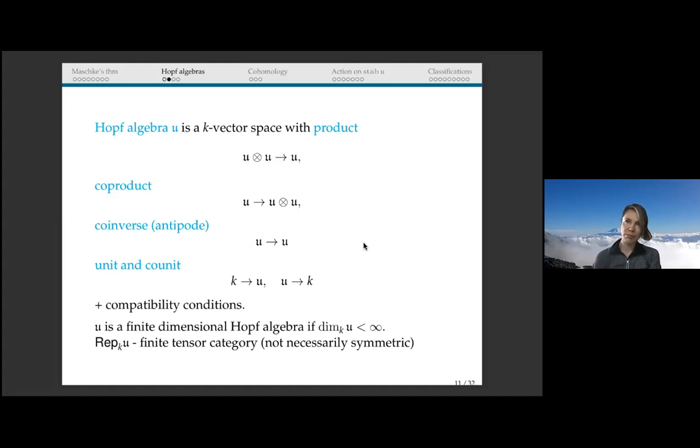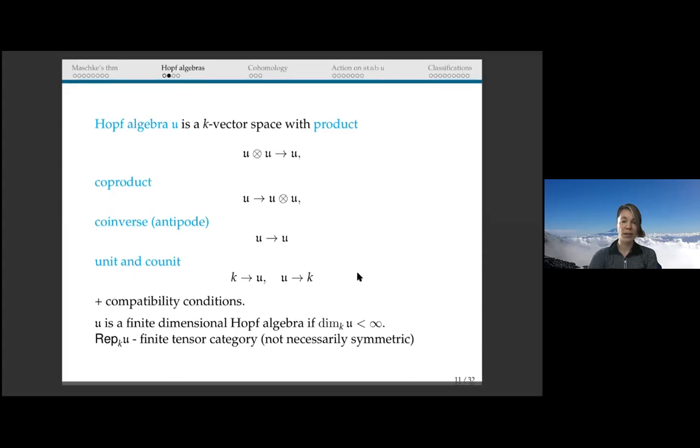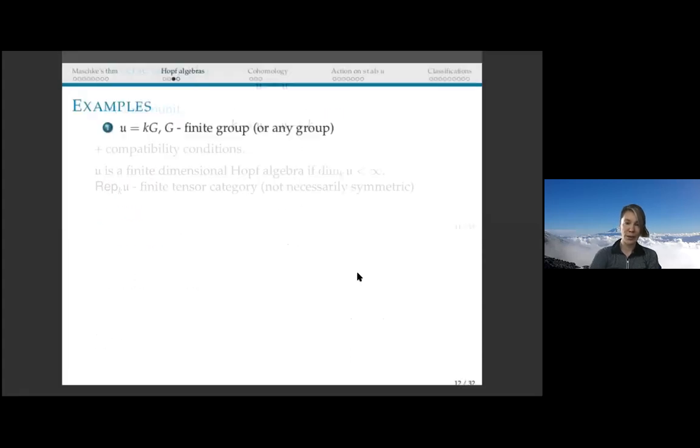And again, we can sort of view the representation category as a new kind of ring. The only thing is that in general, it's not going to be symmetric. So this requires some special property of the Hopf algebra U for this category to be symmetric, to be able to switch the 2 vector spaces when we take the tensor product. So this actually brings some interesting things into the theory.